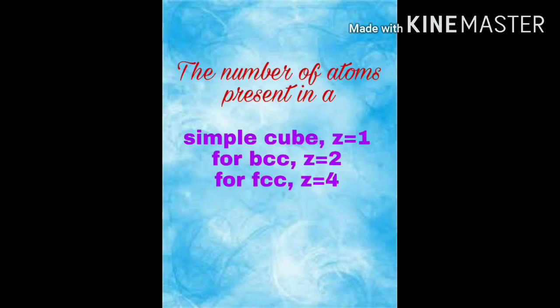Thus, we can conclude that the effective number of particles present in a simple cubic lattice Z is equal to 1. For body-centered cubic lattice Z is equal to 2, and for face-centered cubic lattice Z is equal to 4.